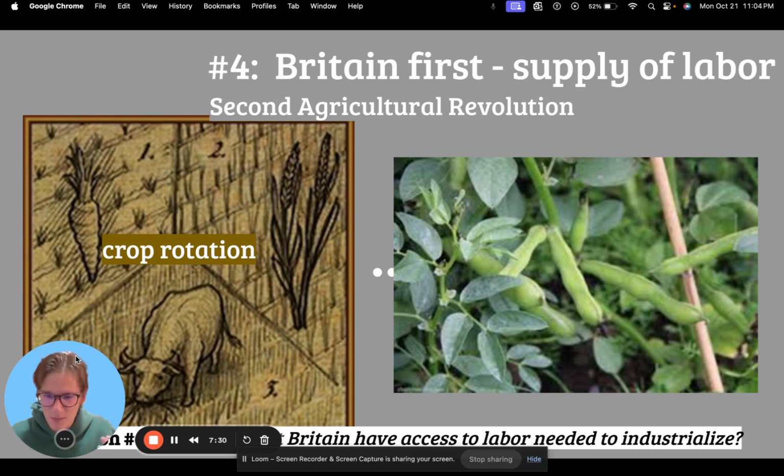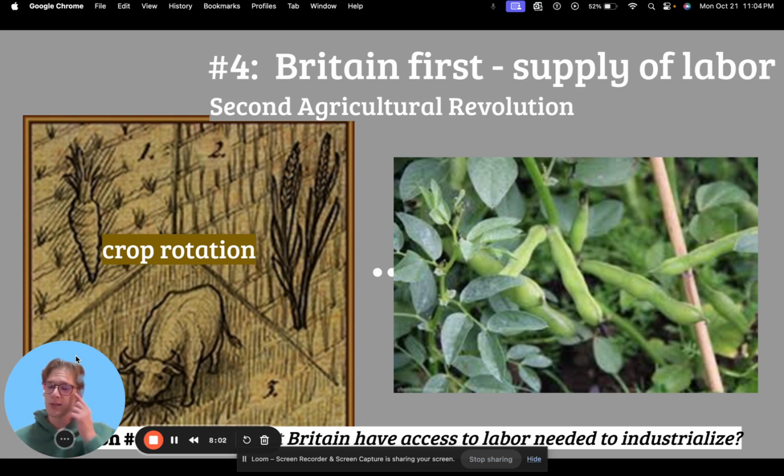Exactly. So there's a little bit of a connection for you guys. Right, the second revolution saw significant innovations in both technique and technology. And in Great Britain at this time, these new agricultural techniques and technology produced greater yields, right?